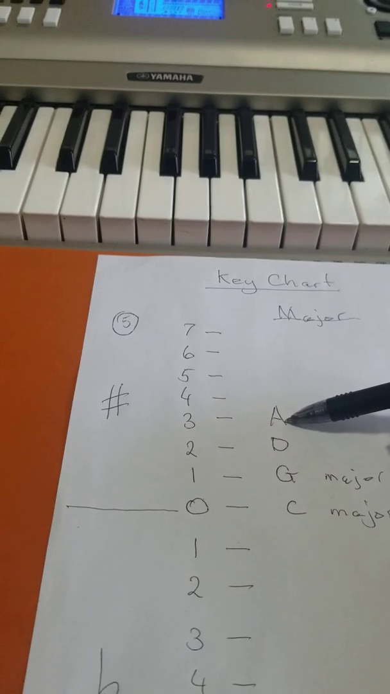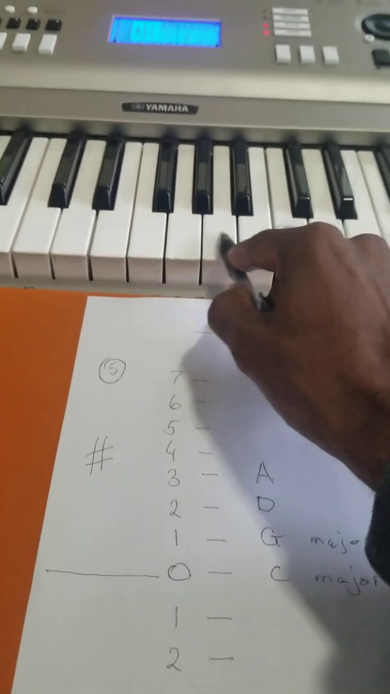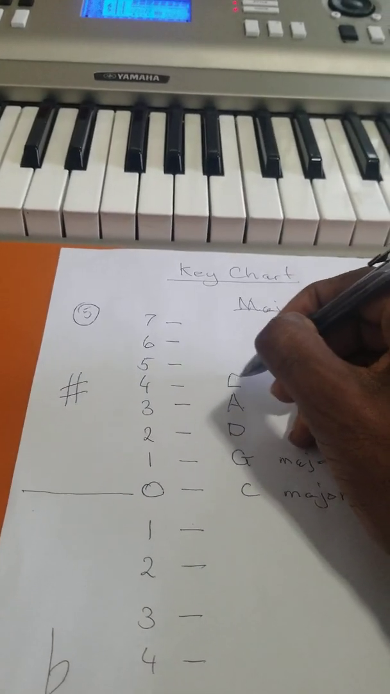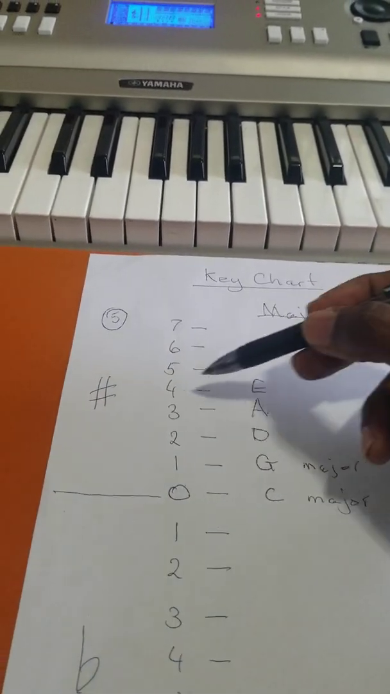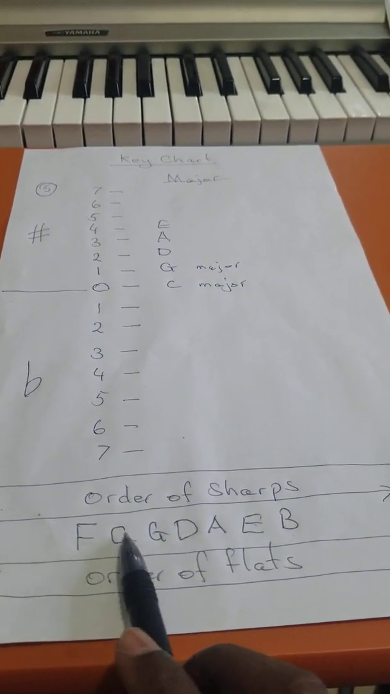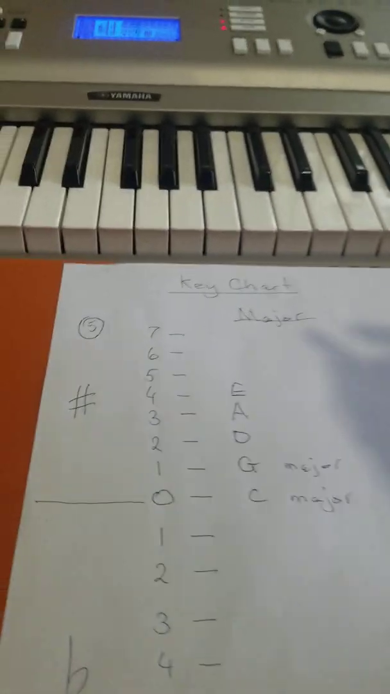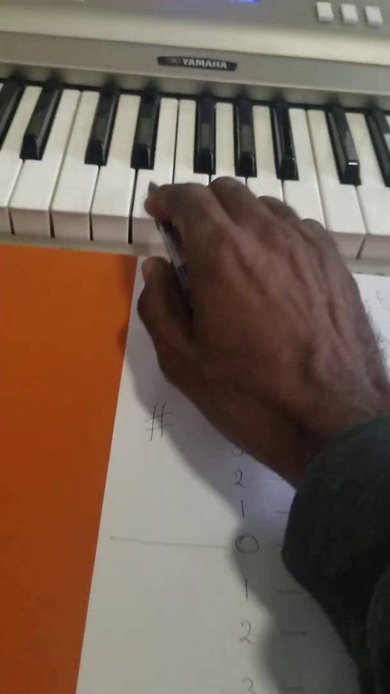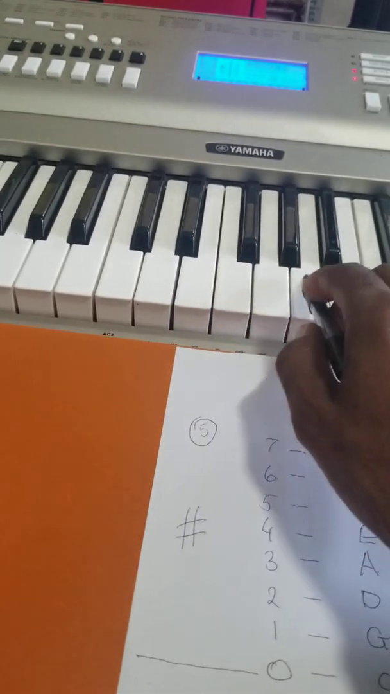up 5 letters from A. 1, 2, 3, 4, 5. E. We're saying that E major has 4 sharps. What are those sharps? F, C, G, and D sharps. Okay, and we move up 5 from E. 1, 2, 3, 4, 5.